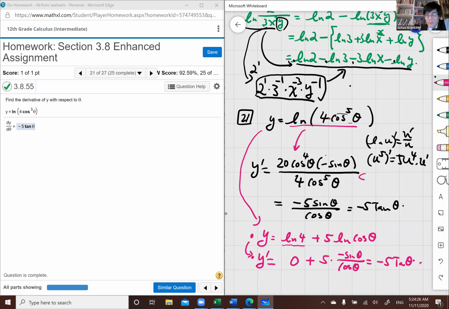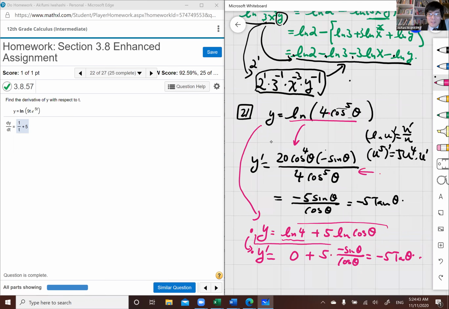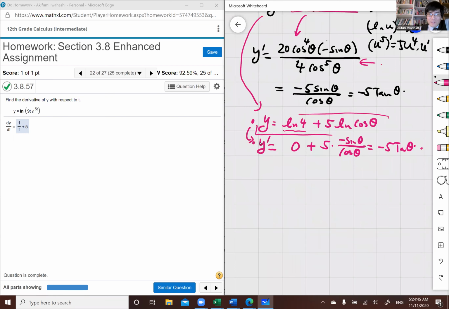The other way is kind of complicated. So when you're working with logs, try to use the properties to rewrite the given expression into something that is easier to differentiate. And easier usually means sums and differences instead of products.